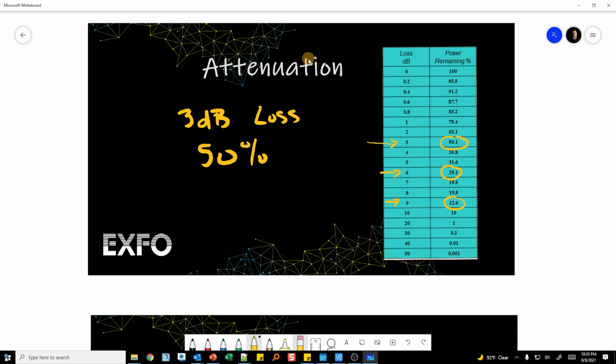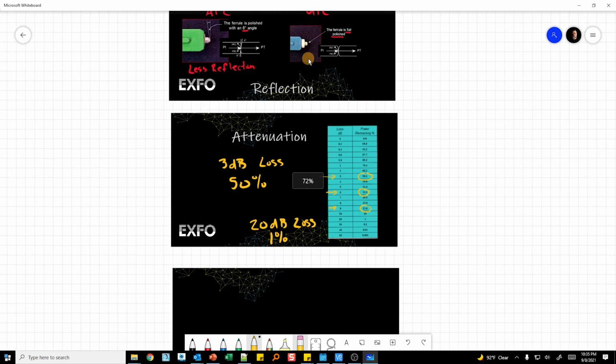So if you have a system that has, say, 20 dB of attenuation, so you have 20 dB of loss going across your fiber span, you only have about 1% of the remaining power of the original signal. So that just tells you how much light, or how much attenuation, we have going across the fiber as you keep going down the system.